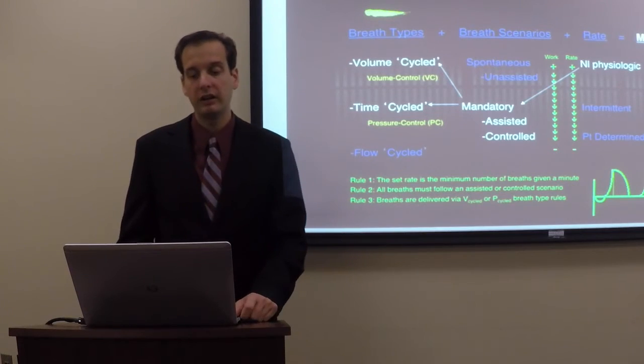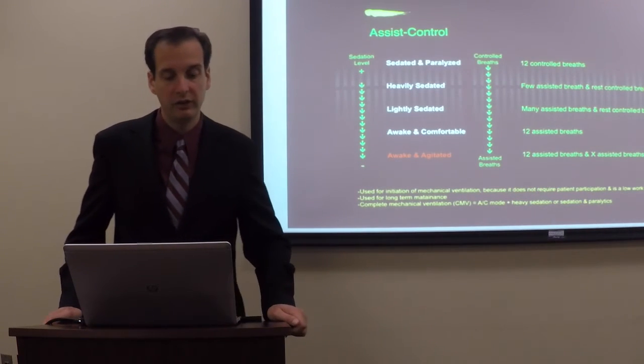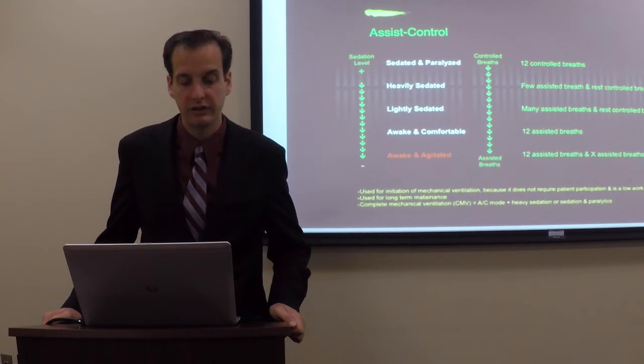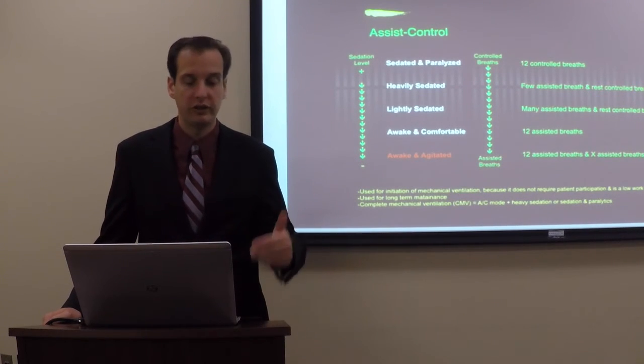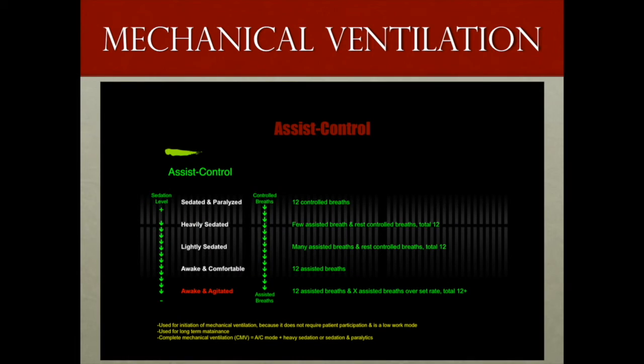So how do we apply assist control clinically? Let's take a patient who has a level of sedation where at the top you have the greatest amount of sedation, you're sedated and paralyzed, and on the bottom you have no sedation. In fact, you're awake and agitated. We'll look at this spectrum of sedation, and we'll see how many controlled breaths and how many assisted breaths we will be getting in each scenario.